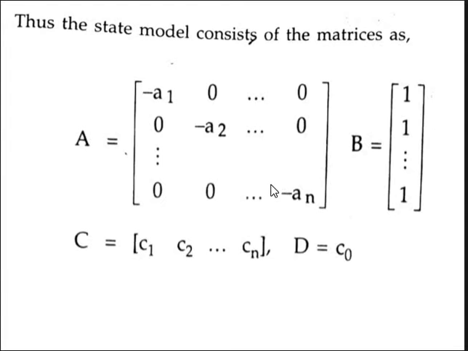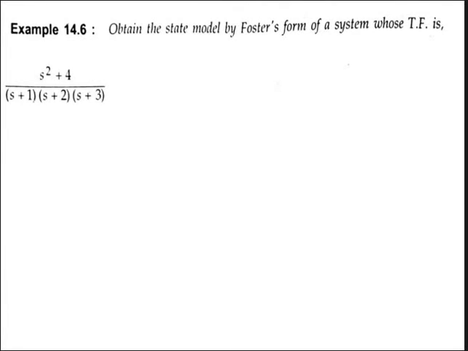Now consider the example problem. Obtain the state model by first transform or parallel programming method. Both are the same, for the transfer function (s square plus 4) by (s plus 1)(s plus 2)(s plus 3). Here the question is asked in different ways: first transform or parallel programming method, both are the same. The given transfer function is s power 2 plus 4 divided by (s plus 1)(s plus 2)(s plus 3).